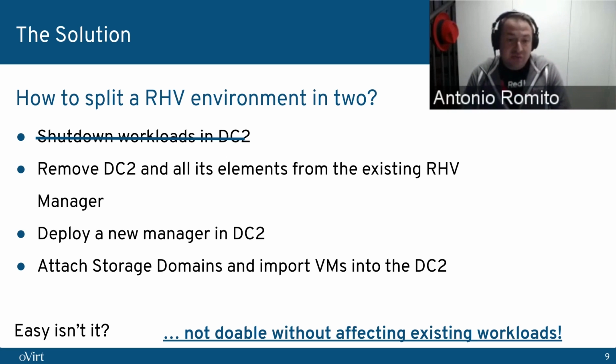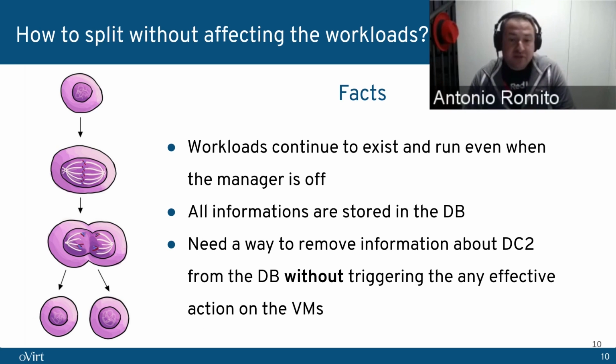So how to deal with these hard requirements of no downtime for their production workloads during the split operation? How to remove the information about the second data center from the Rev engine running on data center 1 and vice versa while preserving VM regular operation? With those questions in mind, we started analyzing the problem, and we found that the core point was to drop unneeded information from the database while preserving its consistency.